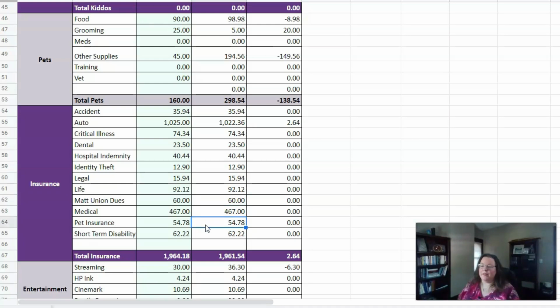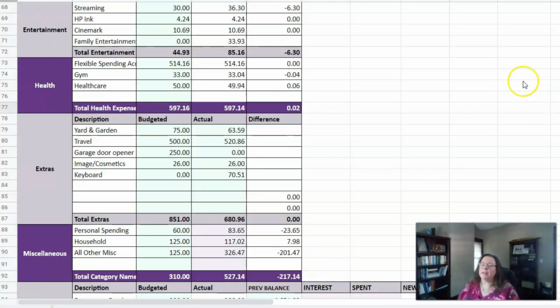$467 for medical, $54.78 for pet insurance, and $62 for short-term disability, bringing our total to $1,961, which was just a little bit under. Next up is entertainment, and we spent $36 on streaming, $4 on HP Inc., $10 at Cinemark, and $33 on family entertainment, bringing the total to $85, which was just a little bit over what, oh, whoops, actually it's more than a little bit over. Let me get that in there. There we go. It was $40 over what we planned.